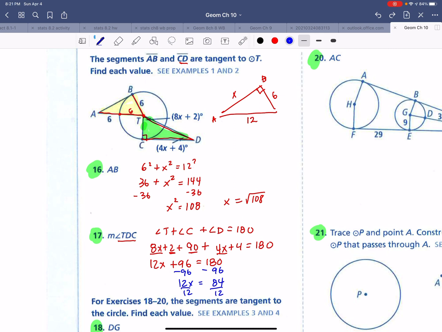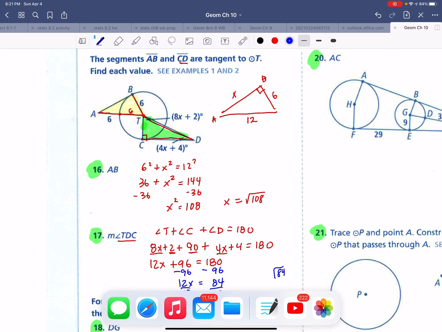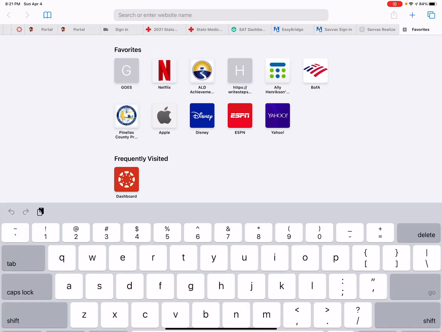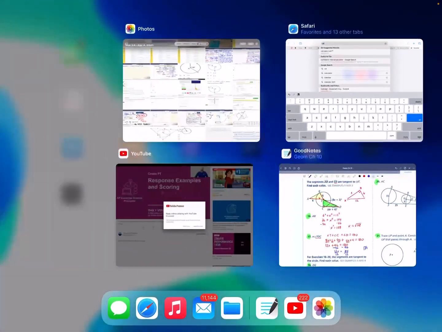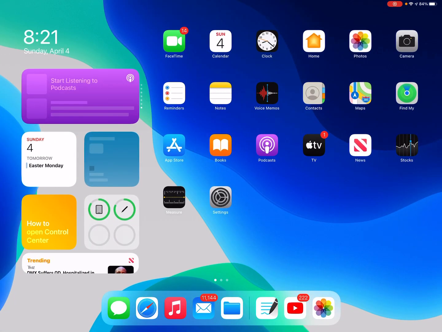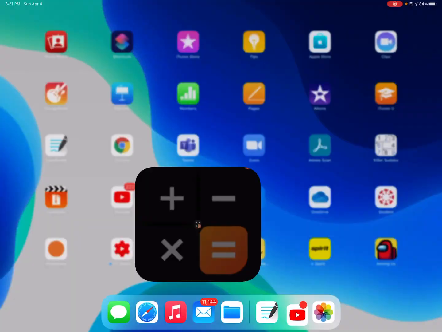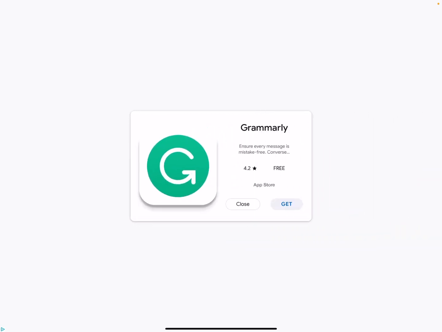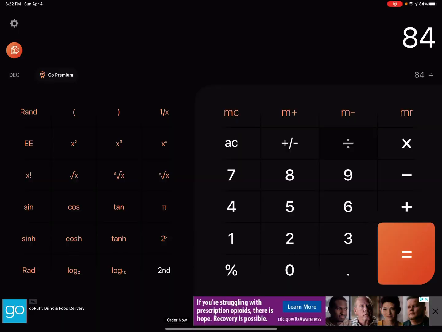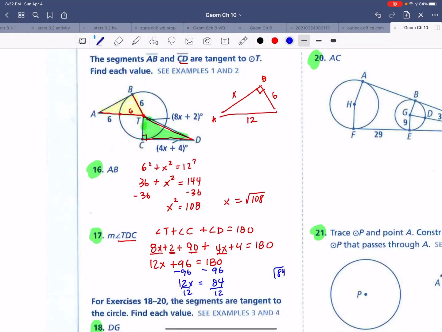Let's see. I don't have a calculator. Oh, I guess I could just switch to a calculator. Where's my calculator? There it is. 84 divided by 12. Oh no, I have an ad because I didn't pay for this. 7. Oh, okay. Well, I guess it would have divided. I thought it was a decimal. All right, so we get X is 7.